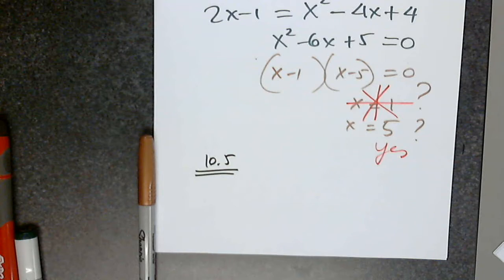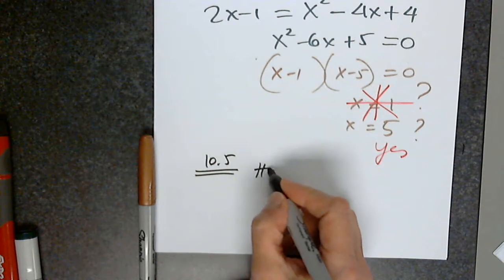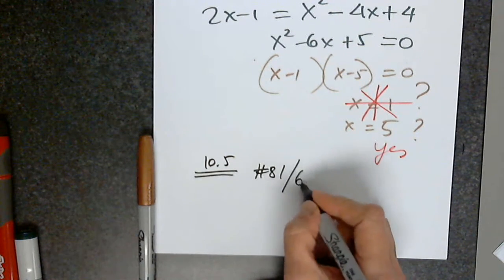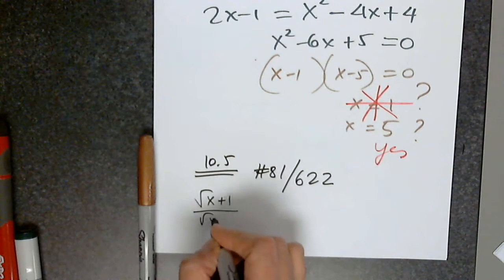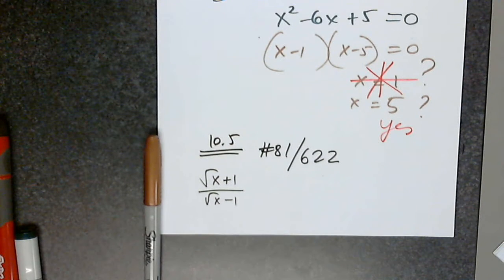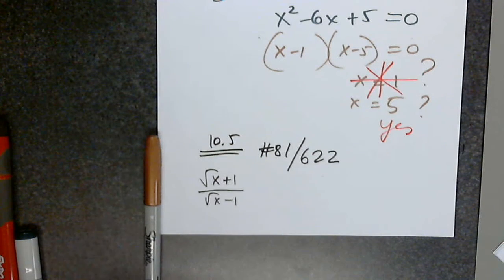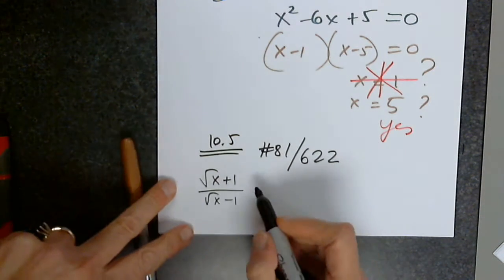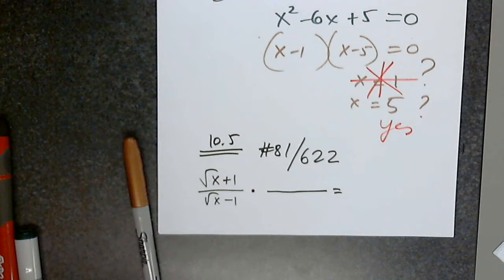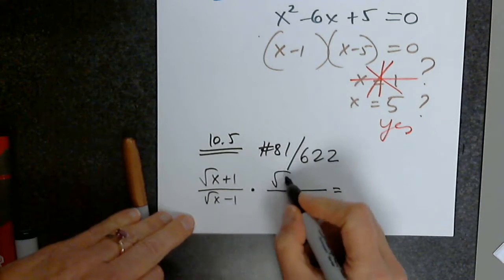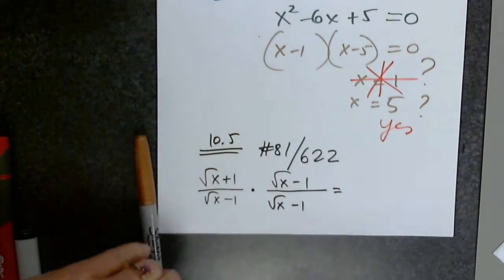Okay, so let's look at rationalizing 81 on page 622. The square root of x plus 1 over the square root of x minus 1. We're asked to rationalize, in the book it says the numerator. So let's rationalize the numerator. How will I rationalize the numerator? Very good. With the conjugate of the numerator this time.